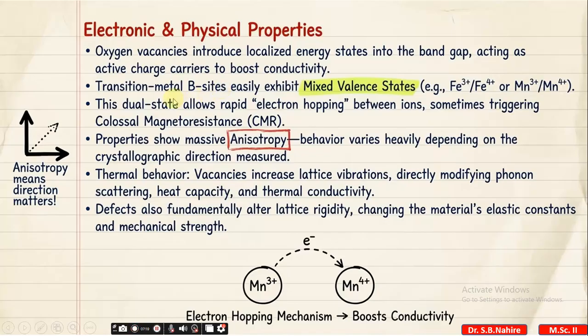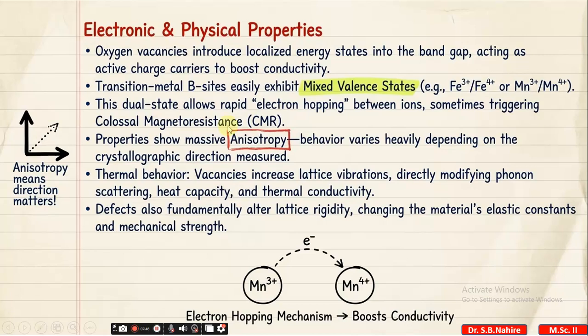Next point, transition metal ions at the B site show mixed valence states. For example, iron can exist as Fe3+ and Fe4+, or manganese as Mn3+ and Mn4+. Now understand why this is important. Because of these two oxidation states, electrons can move from one ion to another. This process is called electron hopping.